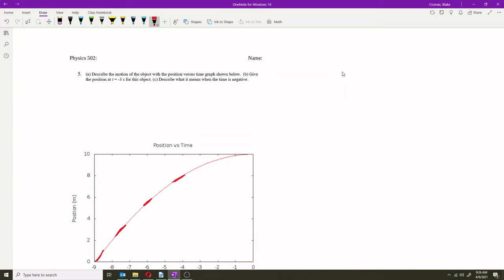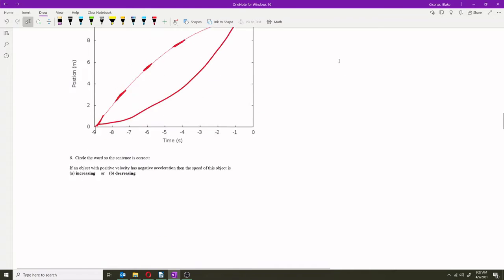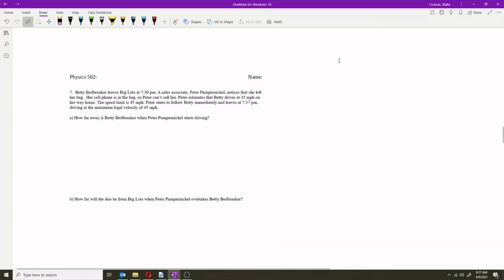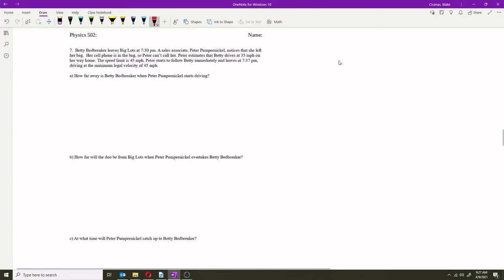If the slope is decreasing versus time, then this object is slowing down. So that's one way of slowing down. If it were speeding up, it would look like this, where the slope would be increasing with time. So, a lot of people missed that. The rest were okay.